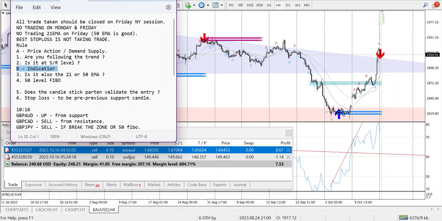I don't think I can do control B or U in this notepad. So: are you following the trend? Yes. Is it at a support level? Yes. If these two are satisfied, then we take the trade. Now the third point: is it also at the 21 or 50 EMA, or the 50 level Fibonacci?